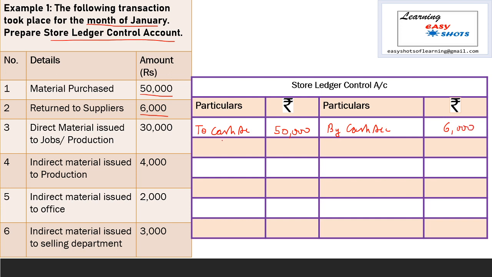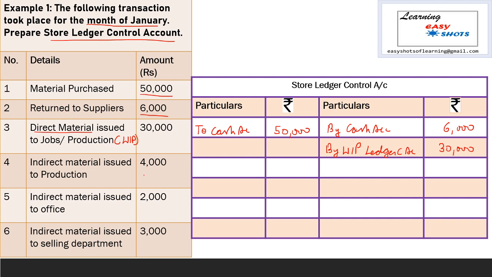Our next transaction is related to issue of material. When the material is issued from the store to different departments, that department is credited in the stores ledger control account. When we are talking about direct material, it is transferred to the production department, which is also known as the WIP ledger control account. So on the credit side we write by WIP ledger control account costing rupees 30,000.